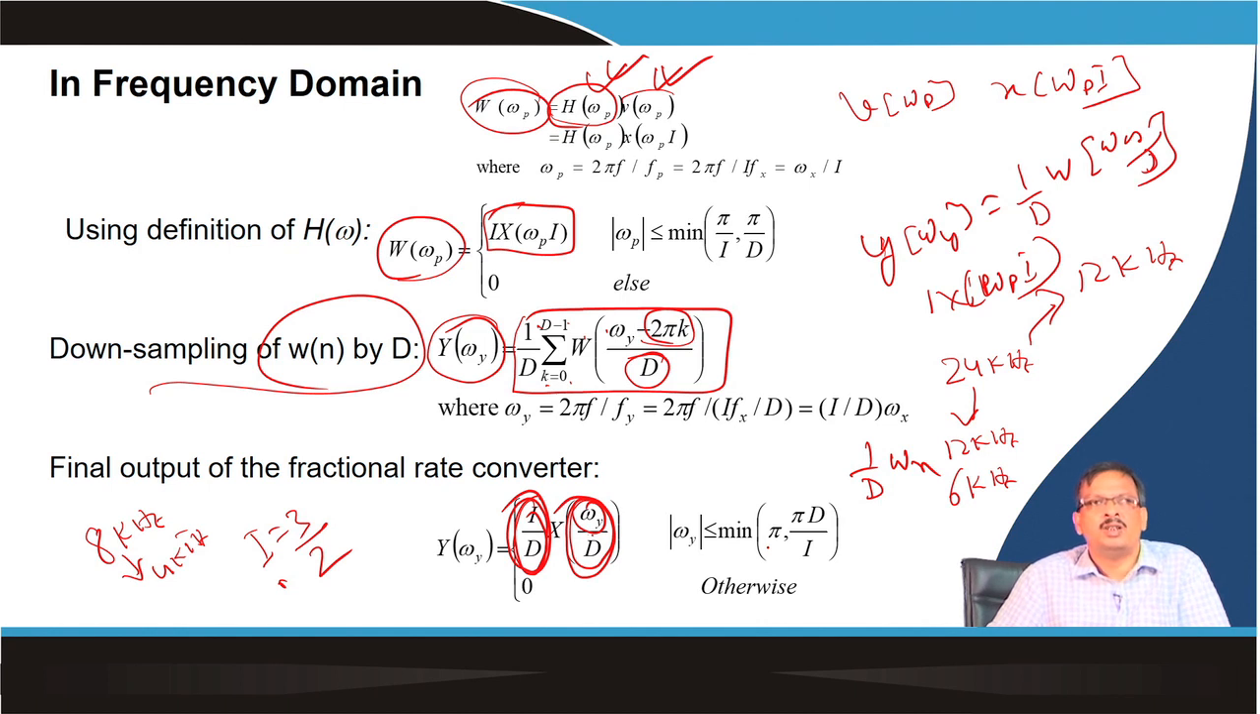Understand or not? So, it is nothing but 3 by 2 into 4. 4 kilohertz is the input. So, 3 by 2 into 4, that is 6 kilohertz. Okay. So, this is the frequency domain representation of the upsampler and downsampler both combined.